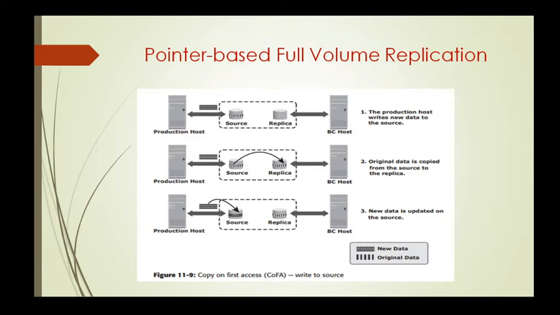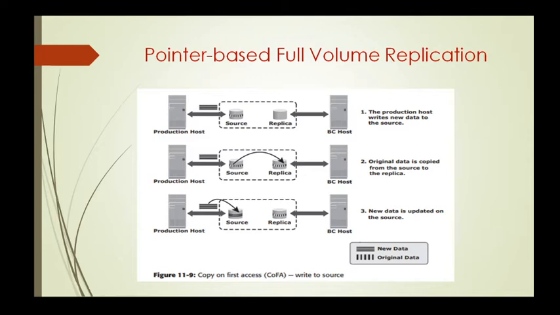In the first step, what happens? The production host writes new data to the source. These horizontal three lines indicate the new data, and the vertical lines on the source and replica indicate the original data. So in the first step, the production host writes new data to the source. In the second step, original data is copied from the source to the replica. In the third step, new data is then updated to the source. So this is how it is carried out.